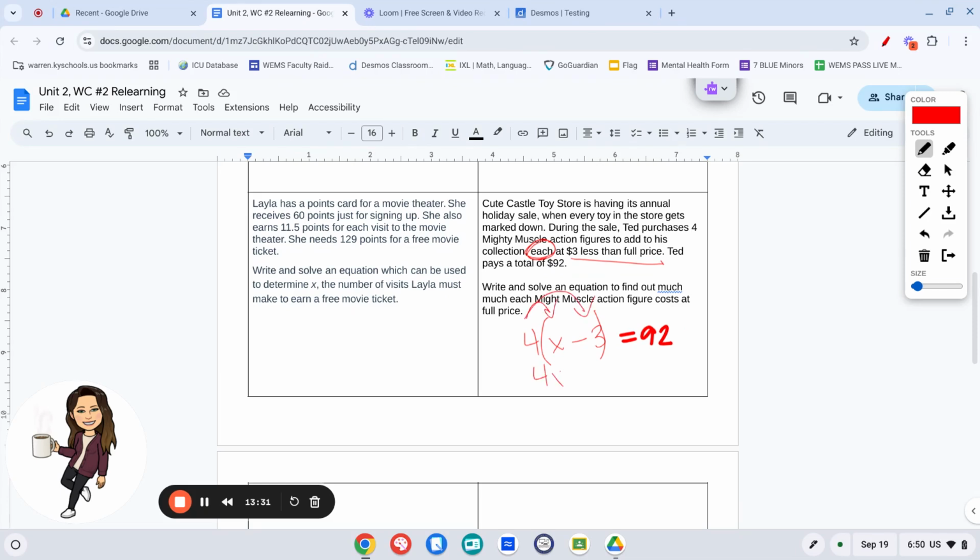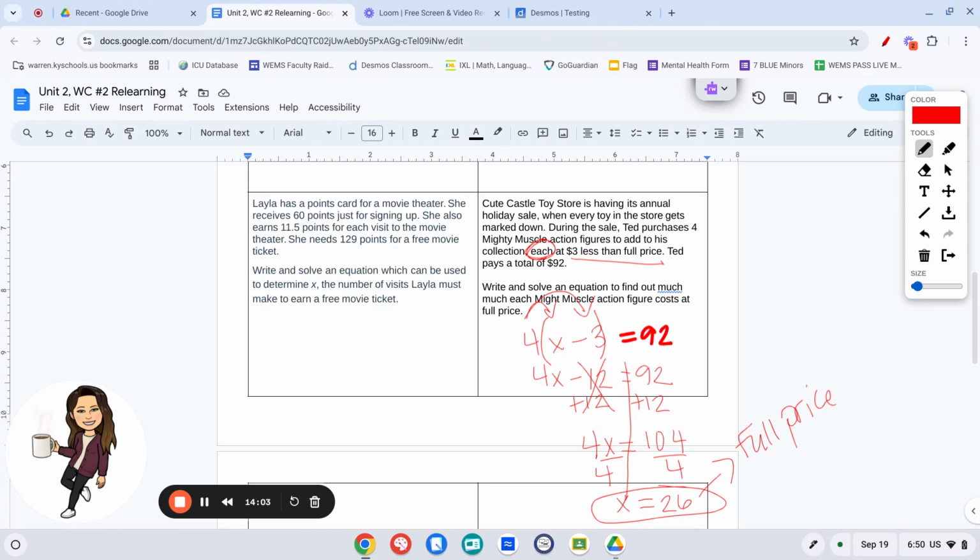So 4x minus 12, 4 times 3 is 12, equals 92. And then plus 12 plus 12, we get 4x equals 92 plus 12 is 104. Divide by 4, and you would get 26. And again, be able to tell me what your answer means. That's the full price of the action figures.